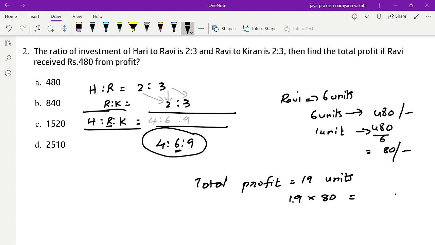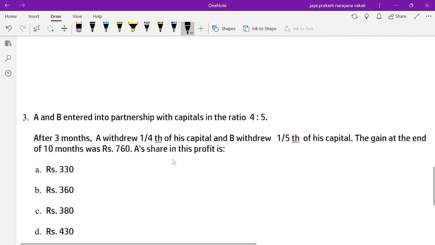8 tens are 800, and 9 sevens are 63... I mean 72. It will be 800 plus 720, which is 1520. That's it. This is my second problem answer. I hope you understood. We'll move on to our next problem.